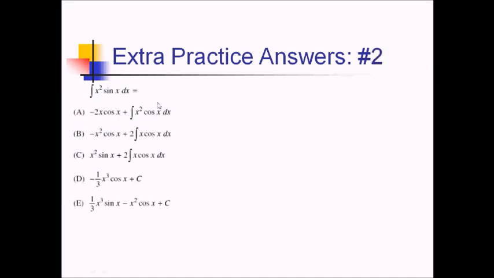For this problem, I'm trying to find the antiderivative of x squared times sine of x. Since I can't really simplify or use substitution, and I've got the product of two functions, I'll try integration by parts. So I've got uv minus integral of v du.